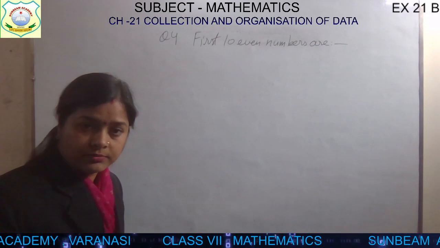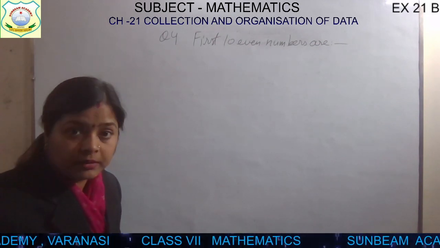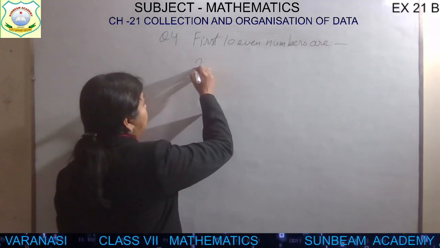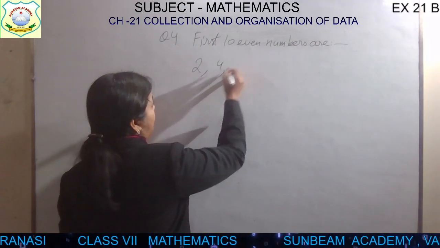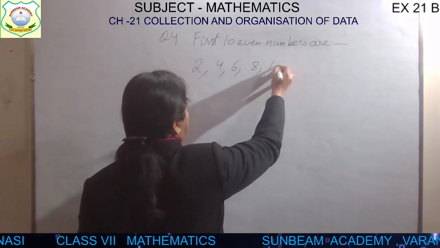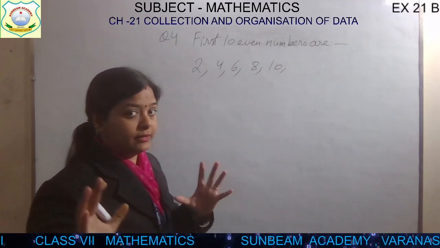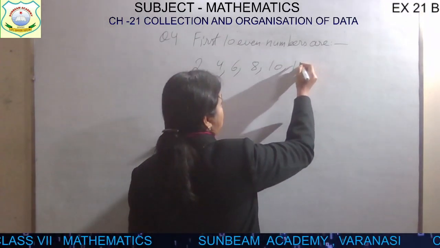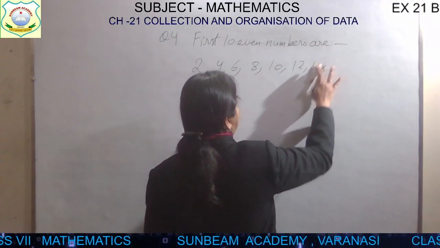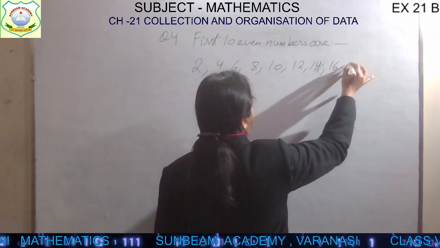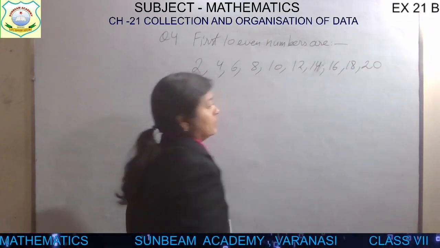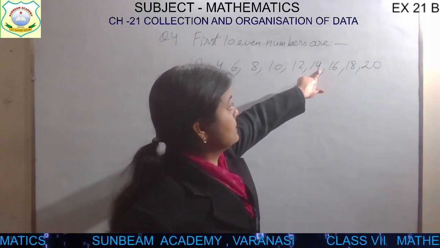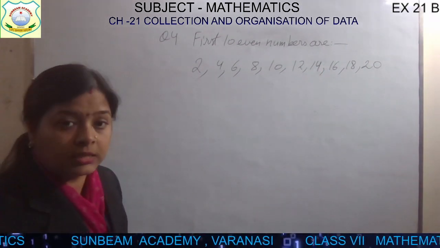What are those? Is 1 an even number? No. Is 2 an even number? Yes. So 2 is the smallest even number and the very first number. Then 4, then 6, then 8 and then 10. Till here we have collected 5 even numbers. 5 more we need, total 10 even numbers we need. So after 12 it is 14, 16, 18 and then 20. These are the first 10 even numbers.